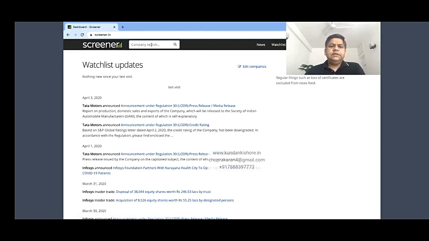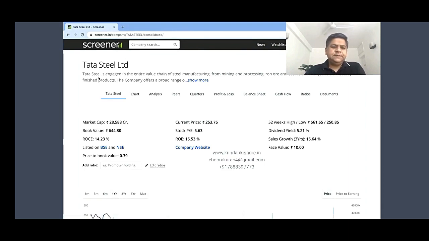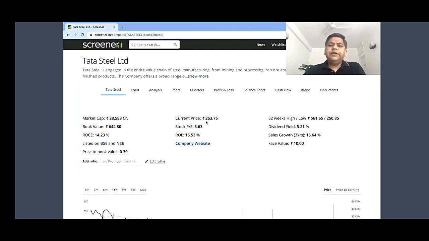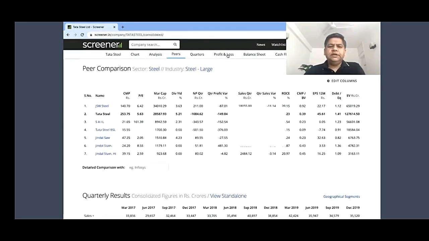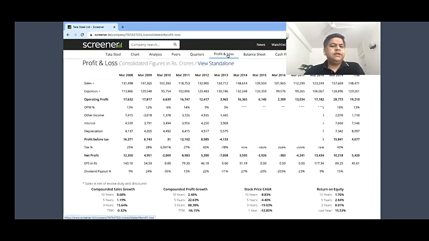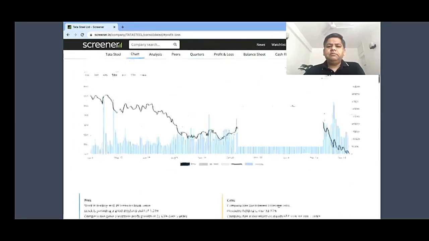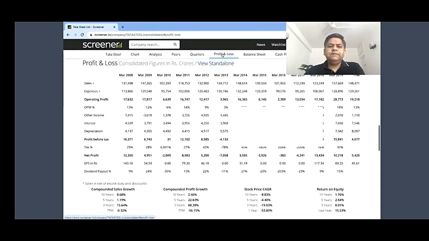Now let's say the company I want to select here is Tata Steel. You can see Tata Steel is currently traded at 253 rupees and shows a market capitalization of 28,500 crore. On Screener, you just have to scroll down and you can directly click on profit and loss statement, or you can simply scroll down and see. So here is the profit and loss statement.